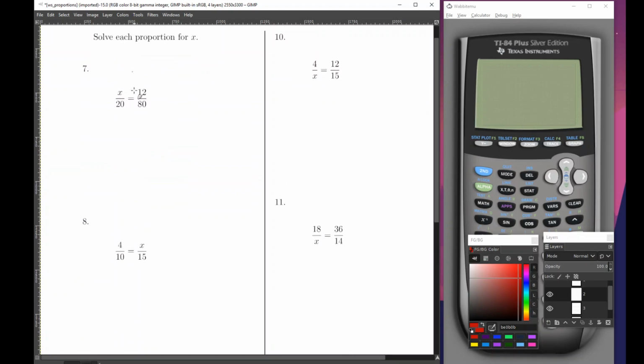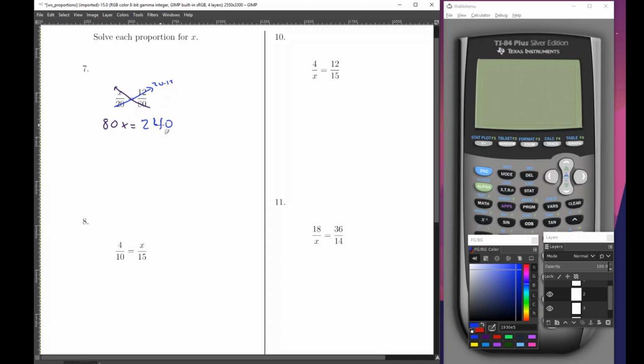Let's solve each proportion for x. To start off here, what we're going to do is cross multiply, as we have been. I'm going to do 80 times x. I'm going to write that 80x right over here. And then for the other side, what would that be? 20 times 12, so that's 240.